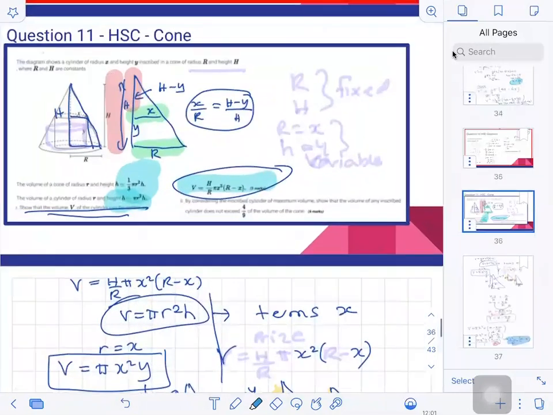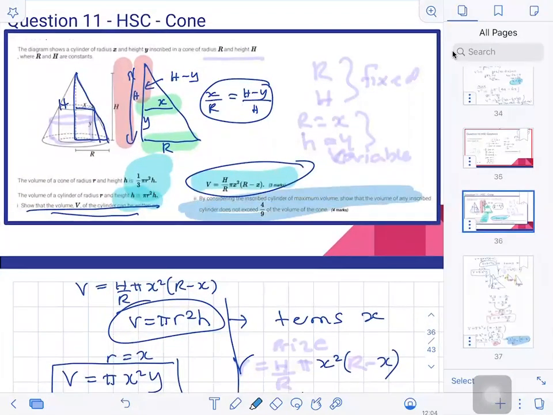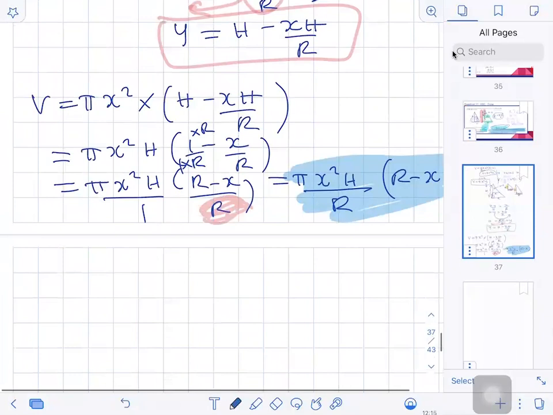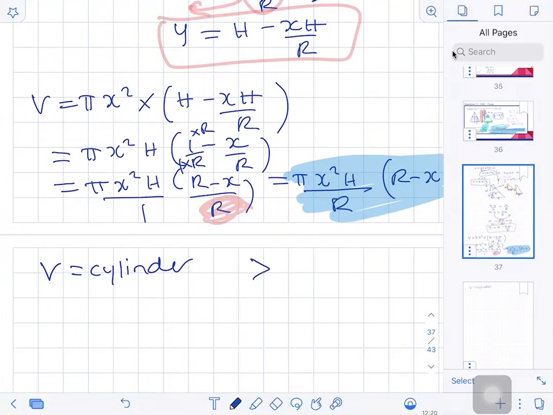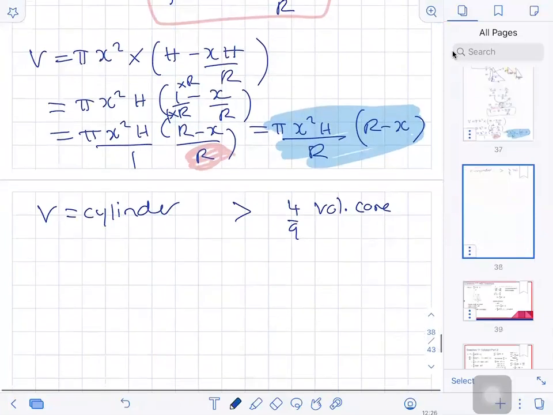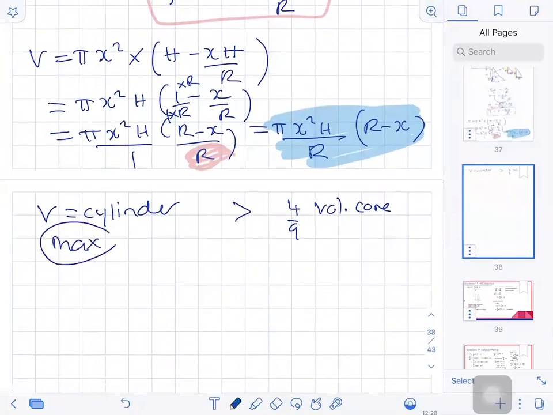Now the second part says, by considering the inscribed cylinder of maximum volume, show that the volume of the cylinder does not exceed 4/9 of the volume of the cone. So volume of the cylinder is not bigger than 4/9 of the volume of the cone, if you want it to be the maximum. So maximum, that's V is pi h on big R. I'm going to put that x squared back in there. It's got to go r x squared minus x cubed.